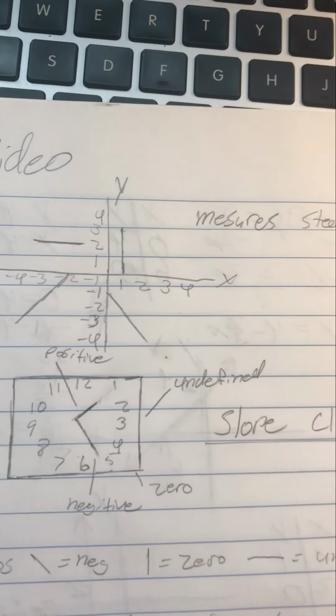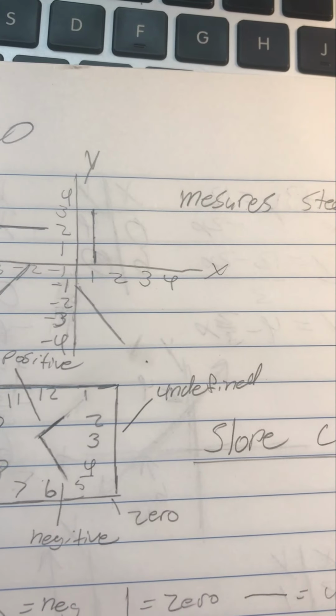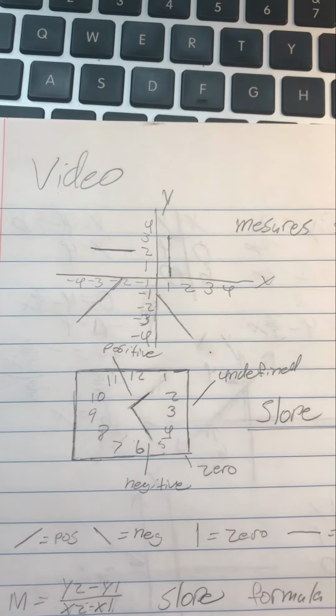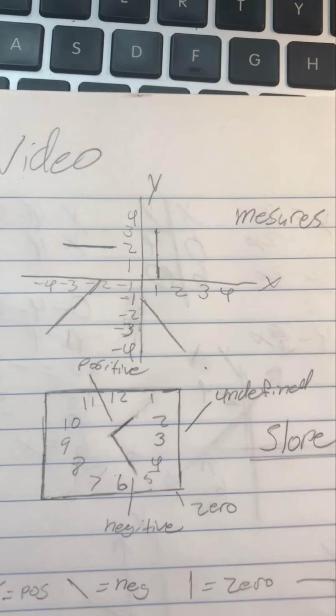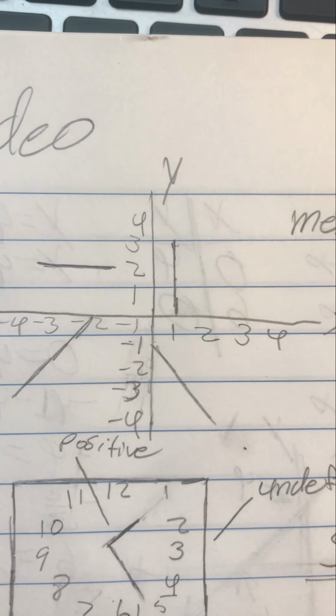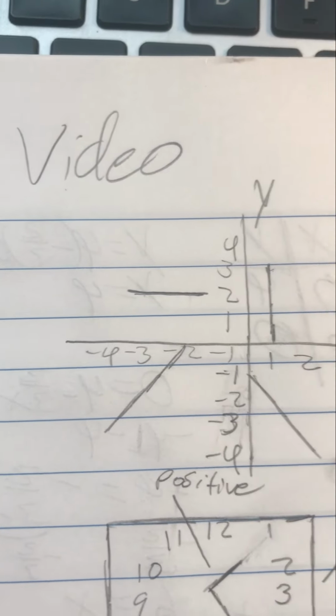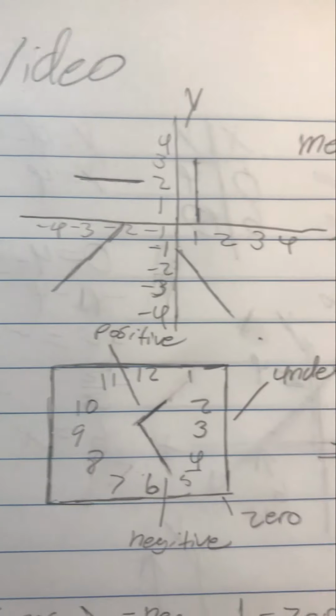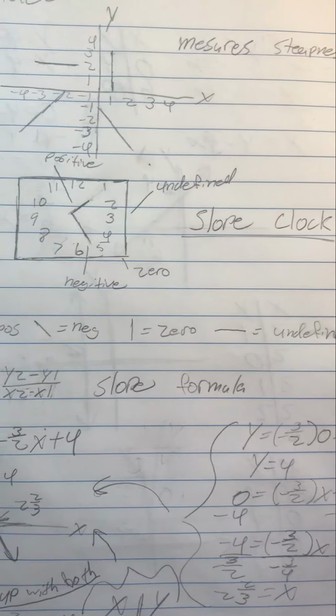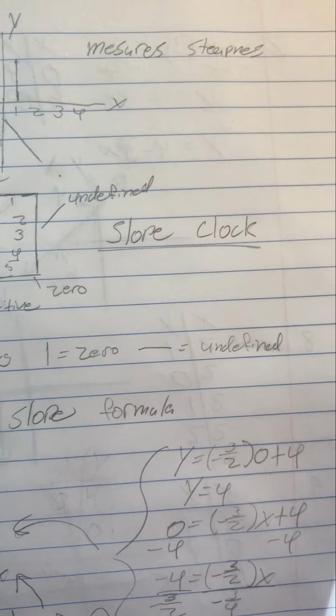In general, a slope measures steepness made by the points on the graph. There's 4 types. There's the undefined slope, there's the horizontal slope, sorry, my bad. The positive slope and the negative slope. A trick I made to remember the different types of slope is a slope clock.